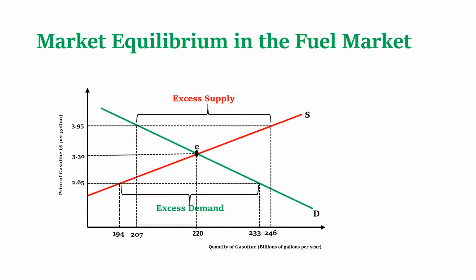So when there is excess supply, you have supply greater than demand, and when you have excess demand, then demand is also greater than supply. When you have excess demand, what will happen to the price? The price will increase until it reaches this point, right? Likewise, when you have excess supply, prices will fall until it reaches equilibrium.